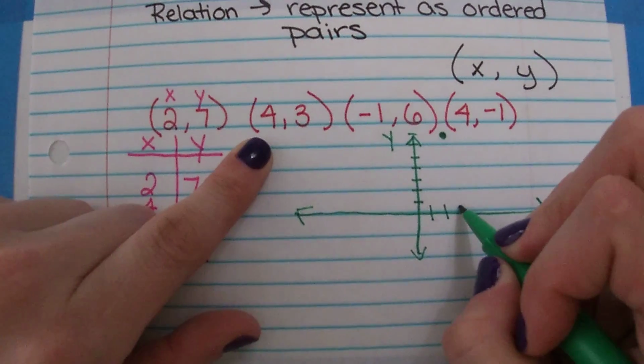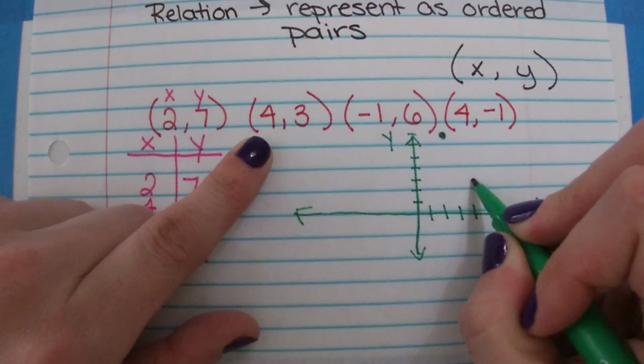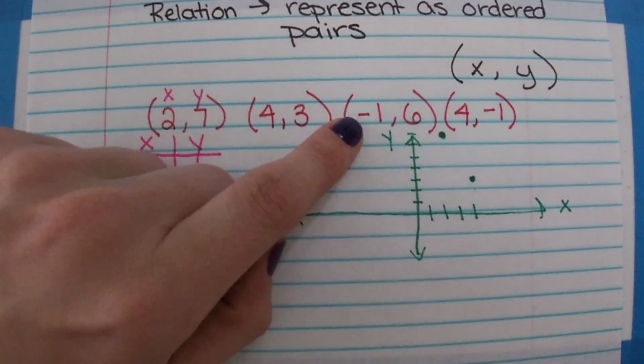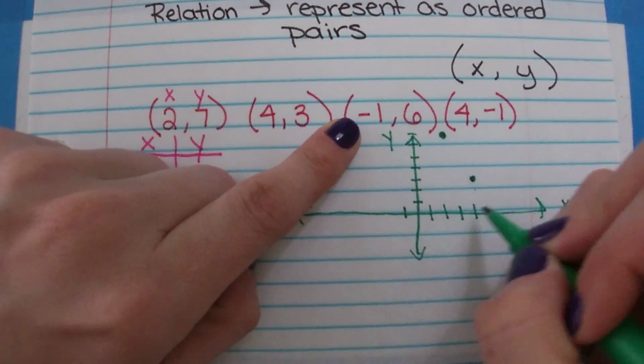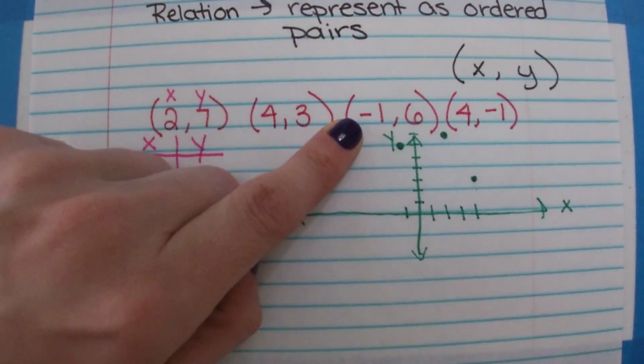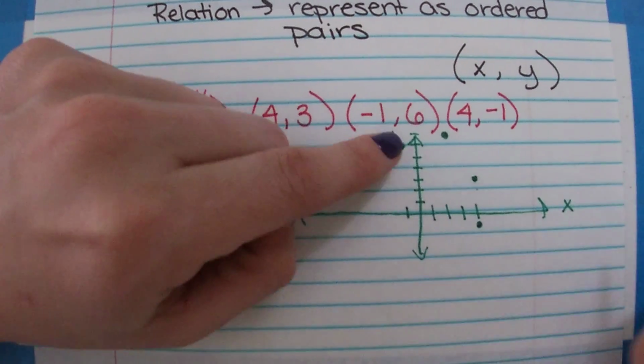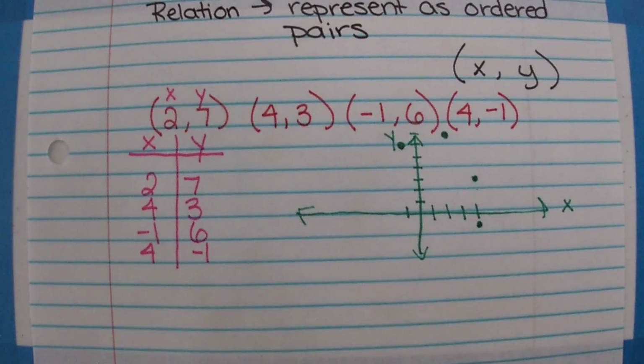Okay, then I'll plot the point 4, 3. So I'm going to 4 on the x, and then 3 on the y. I'm going to -1 on the x, and then to 6 on the y. I'm going to 4 on the x and to -1 on the y. And if that happened too fast for you, feel free to pause or rewind or whatever you need to get that copied over.